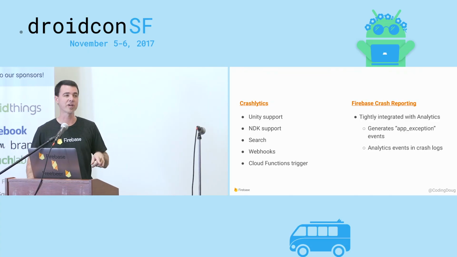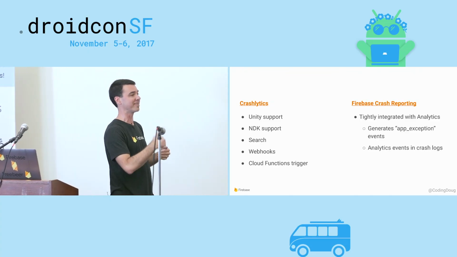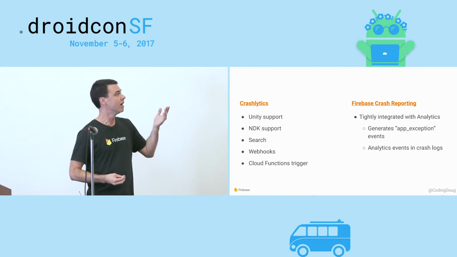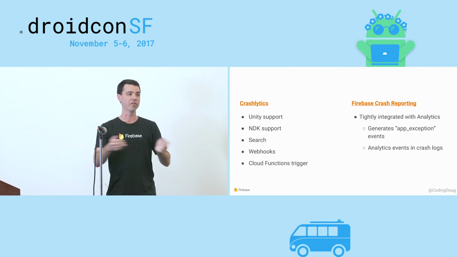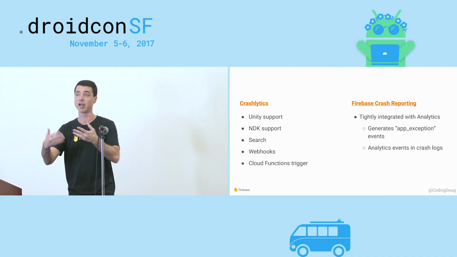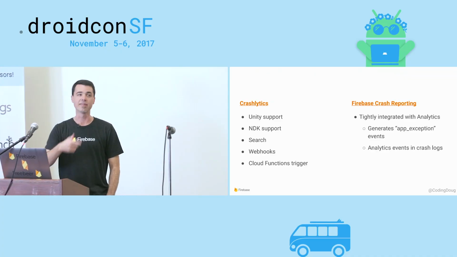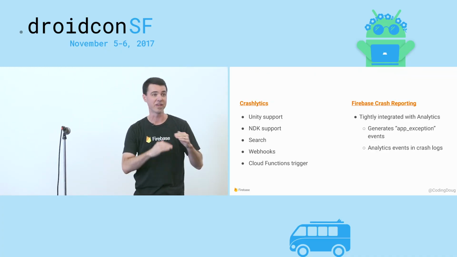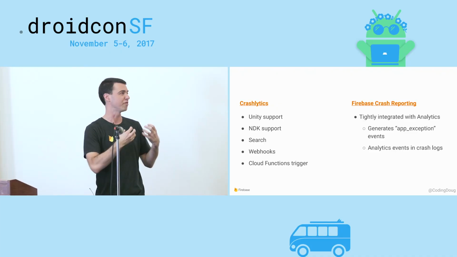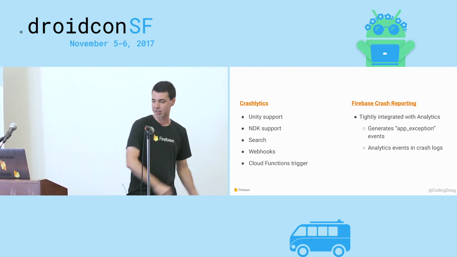Now, the one thing that Firebase Crash Reporting does better than Crashlytics is it has integration with Firebase Analytics. It will generate events with each crash, so that event becomes part of the user's event trail. Now you can create an audience of people who have had crashes. And similarly, when there's a crash in the log, it will have all of the analytics events that they generated. This helps you figure out what the user was doing up until the time of a crash.